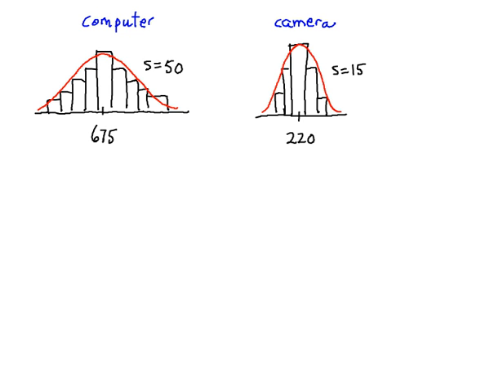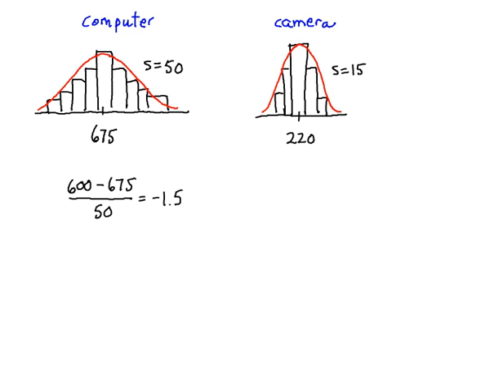The question is trying to compare the two situations, the two purchases, and determine which was the better deal. In using z-scores to do that, I'm going to calculate the z-score of the $600 price that Jack paid for the computer. So take that data value of 600 and subtract 675, the mean, and divide by the standard deviation, and I get a z-score of negative 1.5.